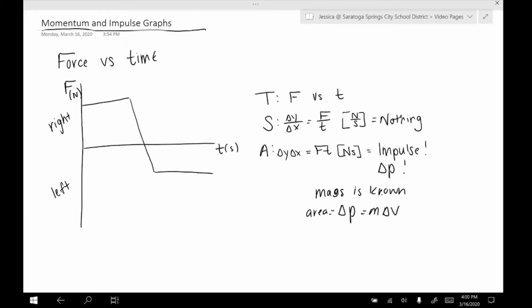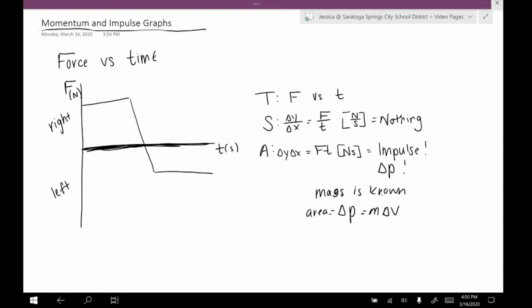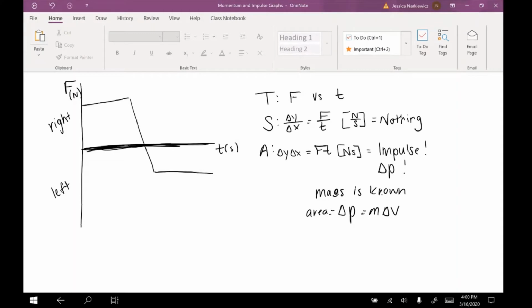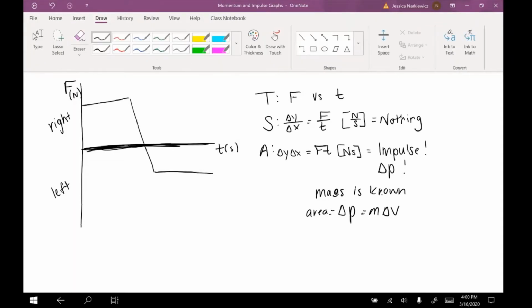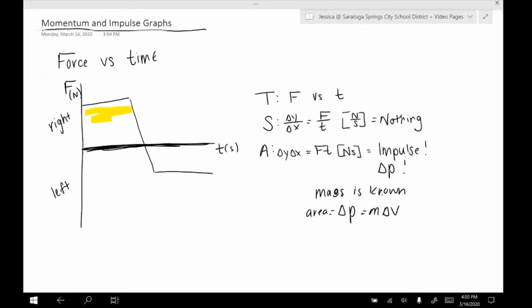When I say area, I mean area between the graph and the x-axis. So here's the x-axis. We're taking the area that's bounded between the graph and that thick line. So we're going to have an area up here, and then an area down here. Notice how I'm starting and stopping at the x-axis. I'm not crossing the x-axis with the highlighter at all.